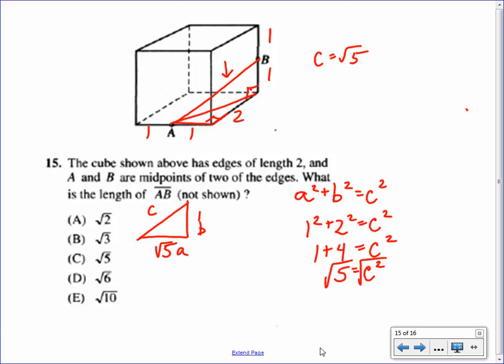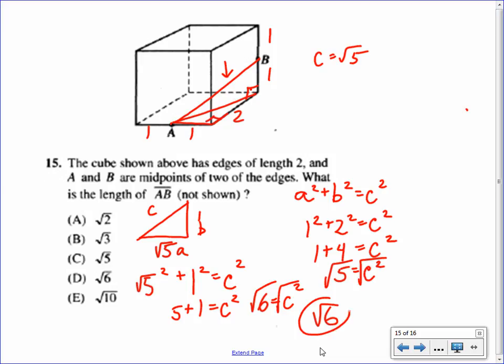Okay, so we have the square root of 5 squared plus 1 squared equals c squared. So the square root of 5 squared gives us 5, plus 1 squared is 1. So we get 6 equals c squared. So then c is the square root of 6. So our answer is D.